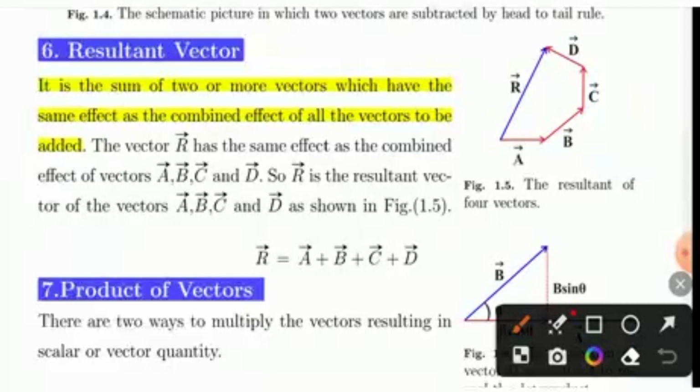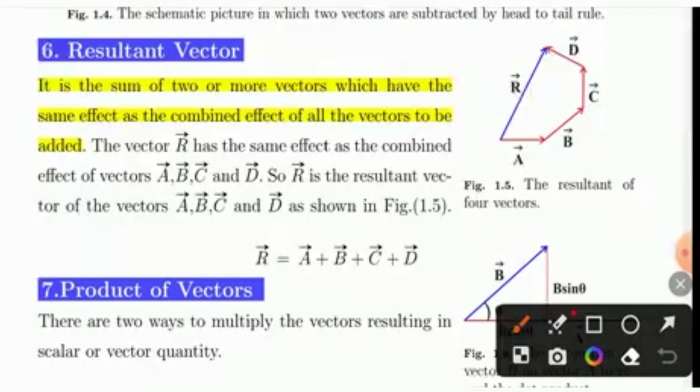This is the lecture series Teach Yourself, and today our topic is the resultant vector and the product of vectors. In the last lecture, we saw the addition of vectors, the subtraction of vectors, and some basic terms related to vectors. Today we are going to discuss the resultant vector, how we can define it, and how to write the final equation for the resultant vector.